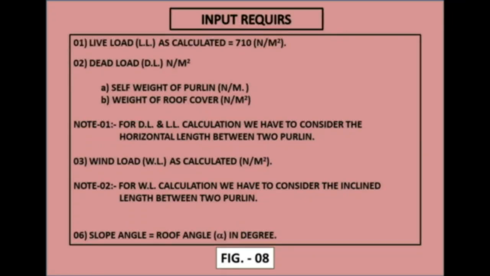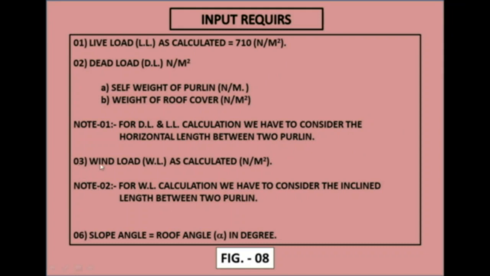Input requires live load on purlin and dead load of the purlin. Live load we have calculated earlier, 710 Newton per meter square. Dead load on purlin means self weight of purlin, weight of the roof cover in Newton per meter square, and self weight of purlin in Newton per meter. For dead load and live load calculation, we have to consider the horizontal length between the two purlins.